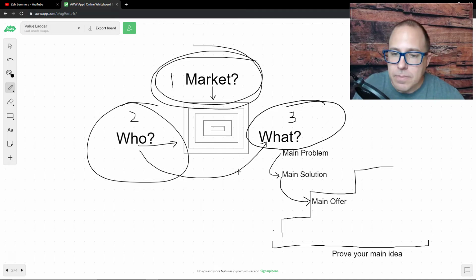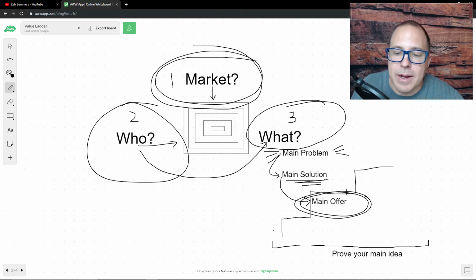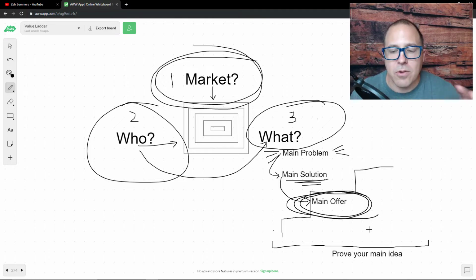All right. So after you figure out your what, okay, what is their main problem? All right. So once you figure out their main problem here, what you're going to do is then come up with a solution. So this is the power right here. So you're going to come up with a solution. All right. And what this solution is, it's going to become your main offer in your value ladder. So this is where you start your value ladder.